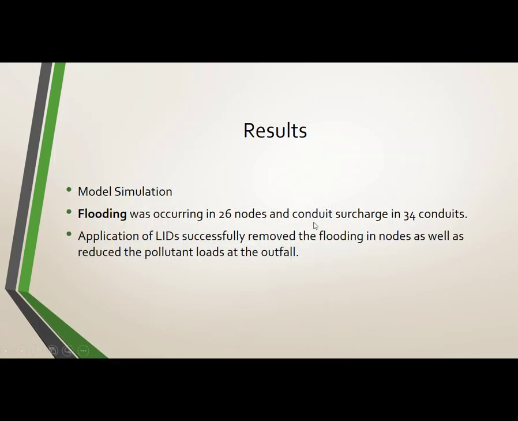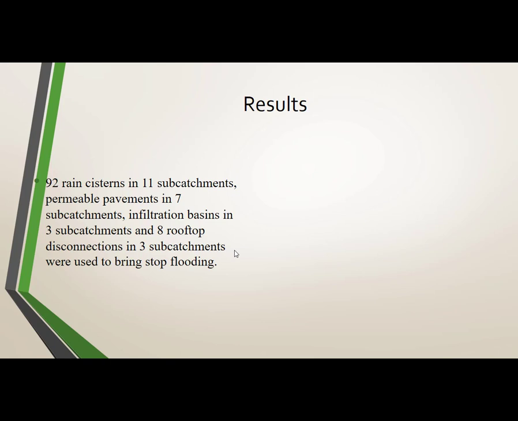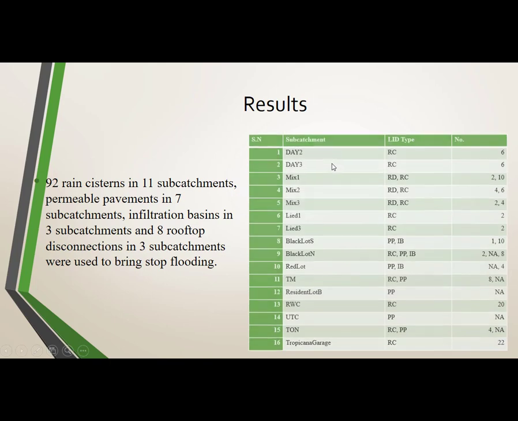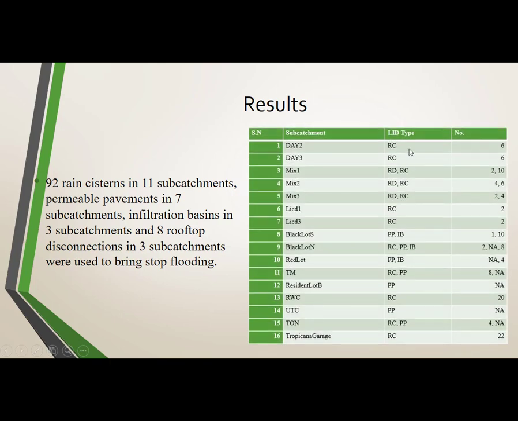So quickly going back to our presentation, the flooding was occurring in 26 nodes and in 34 conduits. So the application of the LIDs successfully removed the flooding in the nodes as well as reduced the pollutant loads. Let's see. So we used 92 rain cisterns in 11 of the subcatchments, and these numbers are different, which we will see in this table, that in some of the subcatchments, for example day 2 and day 3, we used 6 rain cisterns.